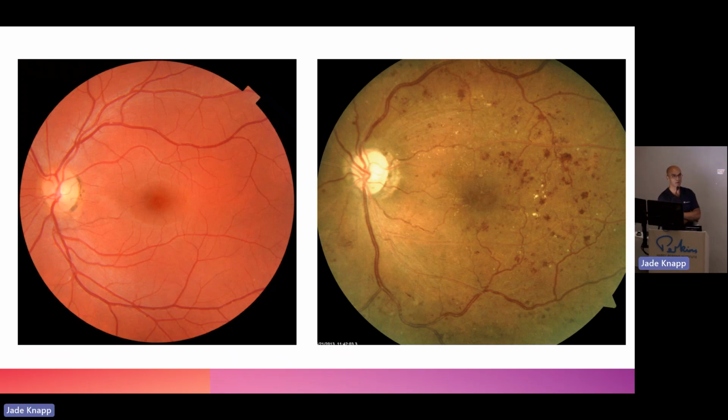Just like when blood vessels leak, they don't just leak blood. Blood also contains lipid, so that can get deposited within the retina, and that's what hard exudates are. Again, typical in diabetic retinopathy, leaky blood vessels.